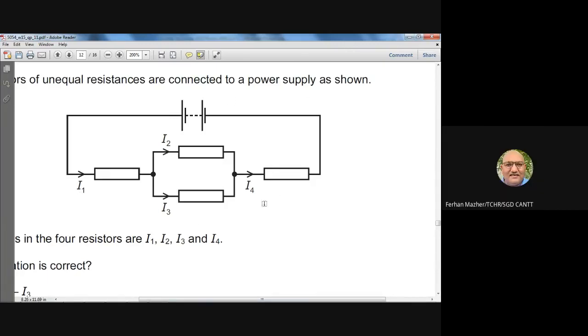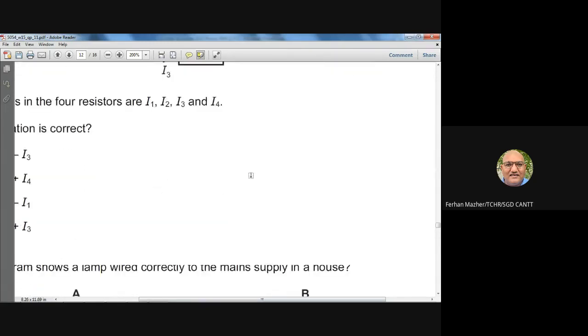So I1 and I4 are equal to each other. The amount of current which comes out of the battery, the same amount of current goes back to the battery. Here you can see that I1 is splitting into two branches, so I1 is equal to I2 plus I3. And here they are combining back and they form I4, so I4 will be equal to I2 plus I3.